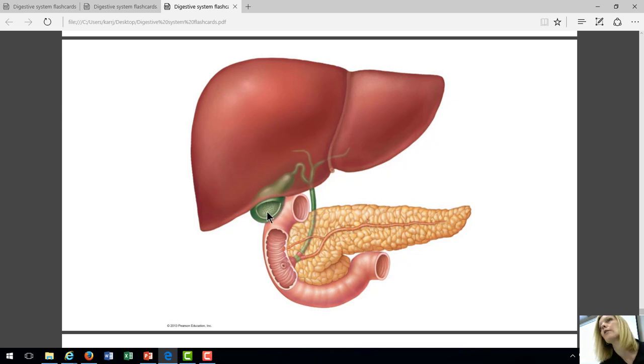So can we survive without our gallbladder then? We can. We're not going to be as good at breaking down fatty substances. So people that have had their gallbladder removed might find that they get a little digestive upset when they eat fattier foods, but they do okay.